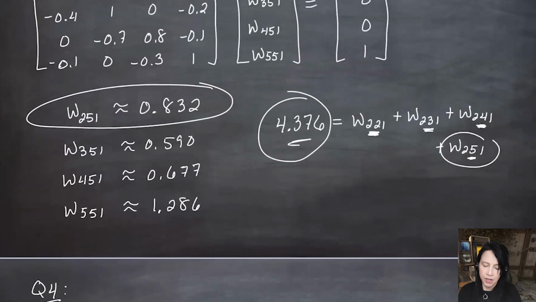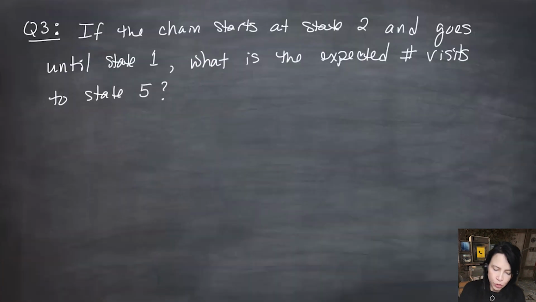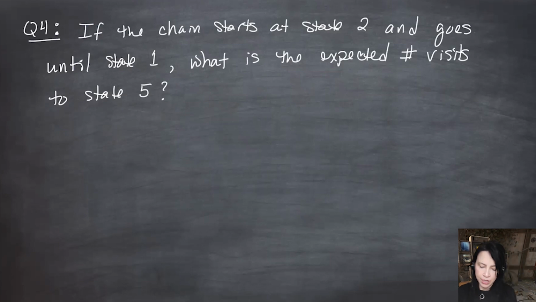Question 4. It's going to be very similar to question 3. In fact, I'm going to go copy and paste it and change just one thing. So before we have, if the chain starts in state 2 and goes until state 1, what is the expected number of visits to state 5? Question 4 is going to be, we start at 2 and go until we return to state 2.